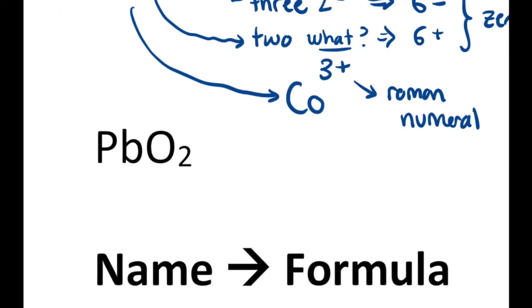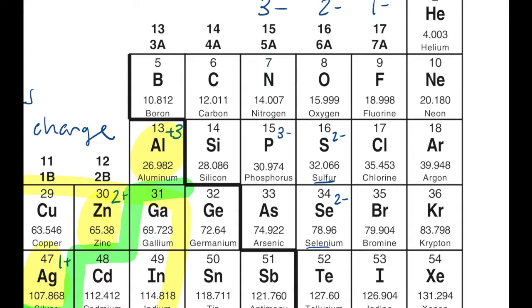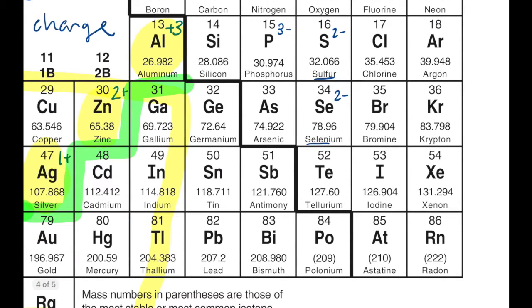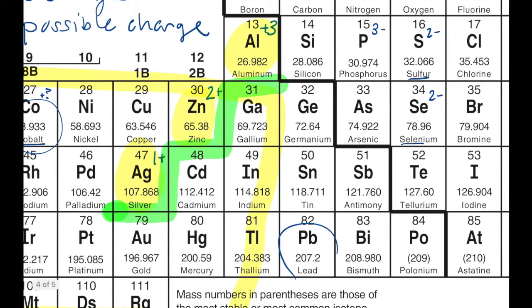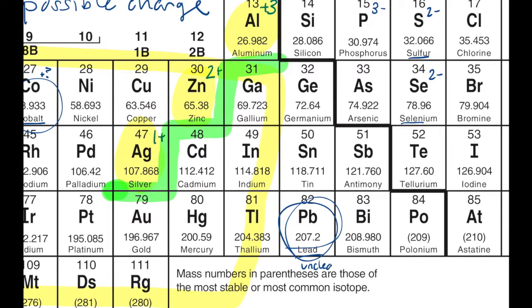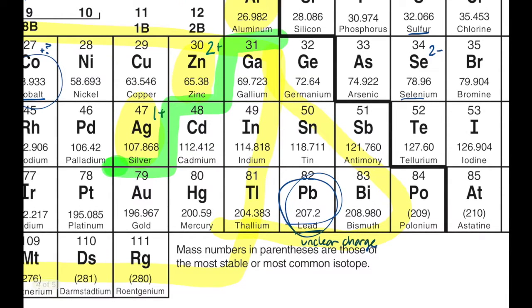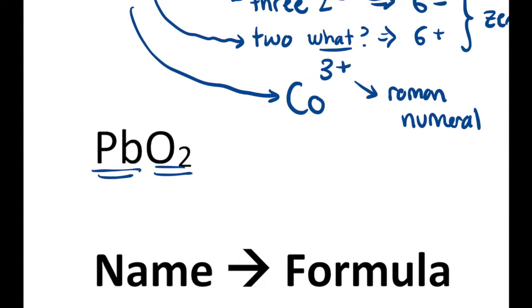Okay, last example of figuring out the Roman numeral here. Now we have PB, peanut butter. We have O. We know O is oxygen. So PB is randomly all the way down there. It's lead. You can see the name there. It's PB because the old Latin name for lead was plumbum because they used it in a lot of plumbing. But lead is in that unclear variable charge area, so we're going to have to figure out that charge, that unknown charge of PB. So let's use oxygen to try to figure out what that charge is.